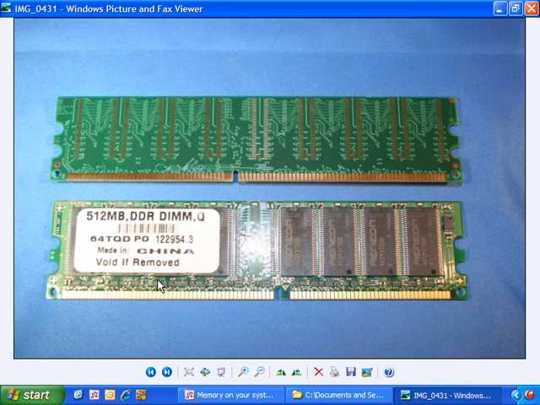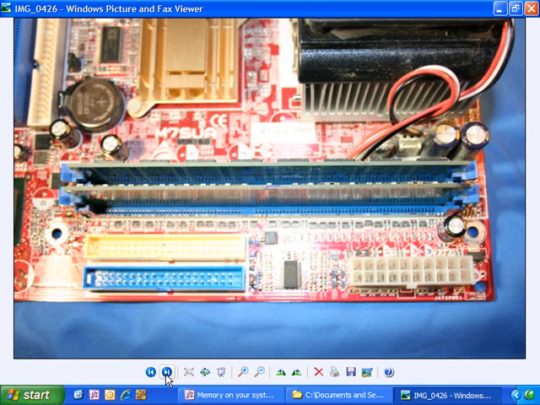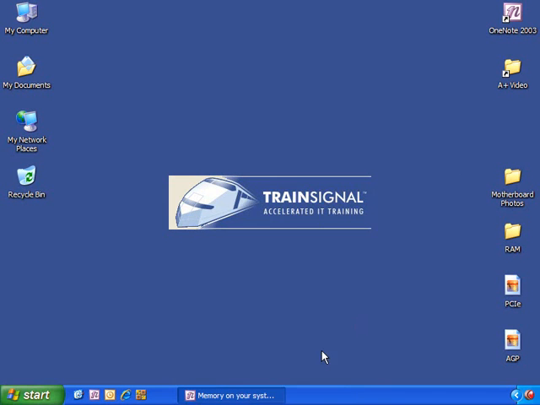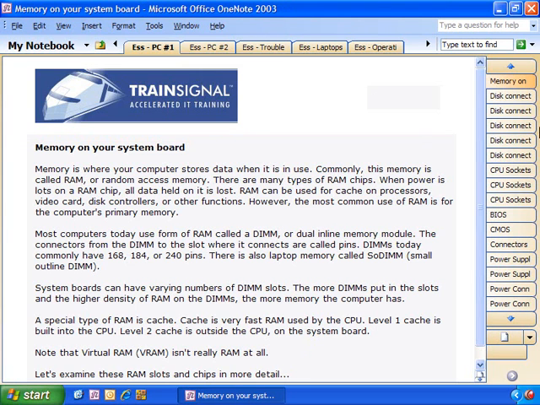All right, here's the same picture, just in a little bit different light. It might be easier to see that little slot between the two rows of the gold connectors. And that's the end of our photos on RAM. All right, let's move on.